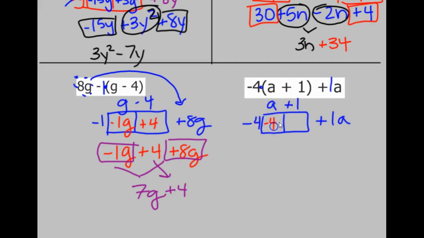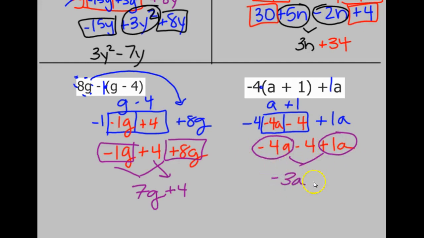Negative 4 times a is negative 4a. Negative 4 times 1 is still negative 4. So our like terms, negative 4 plus 1, different sign, subtract 4 minus 1 is 3a, and there's more negatives. And then we just have minus 4.